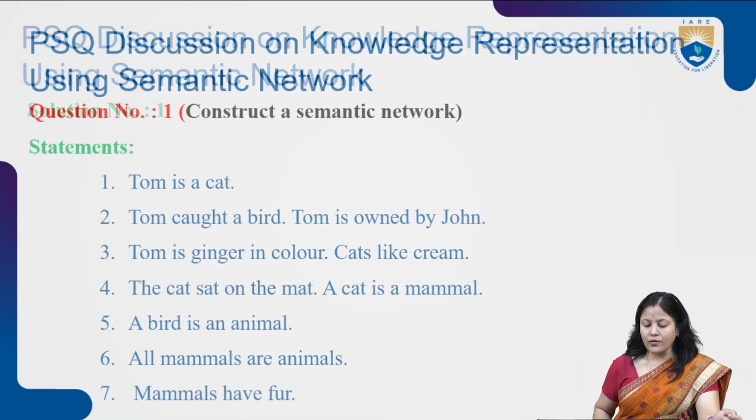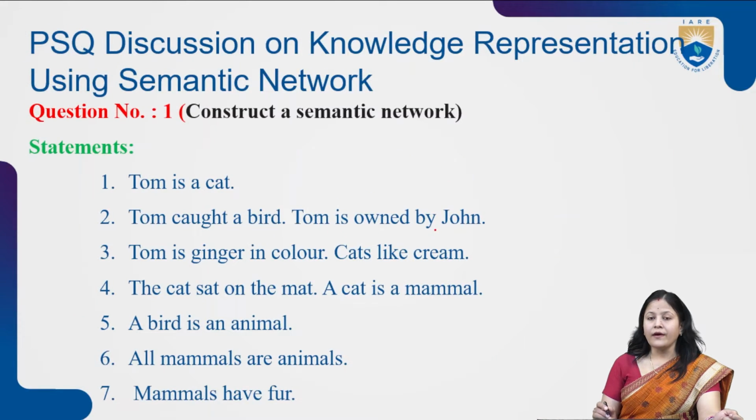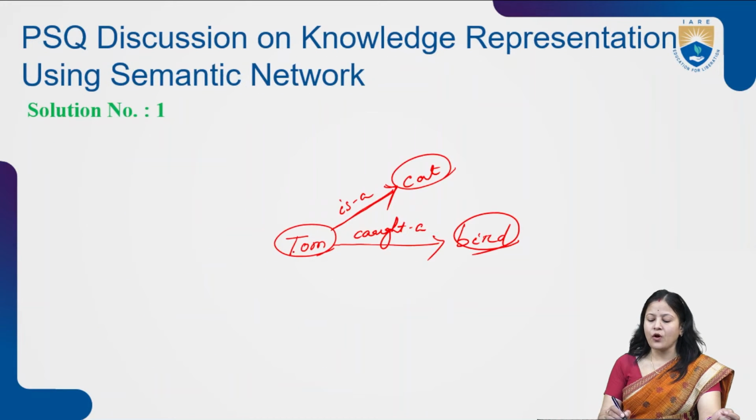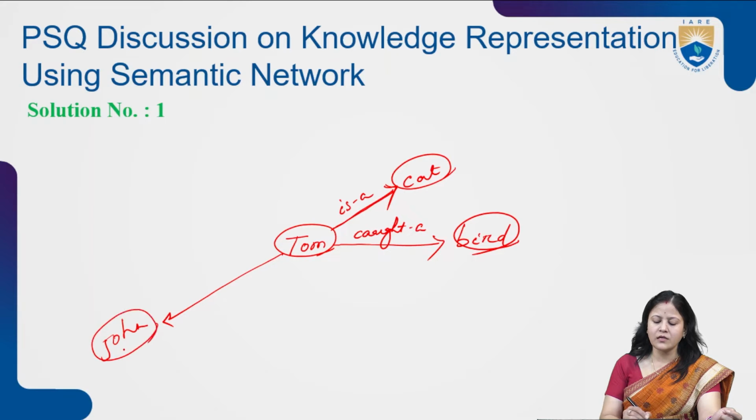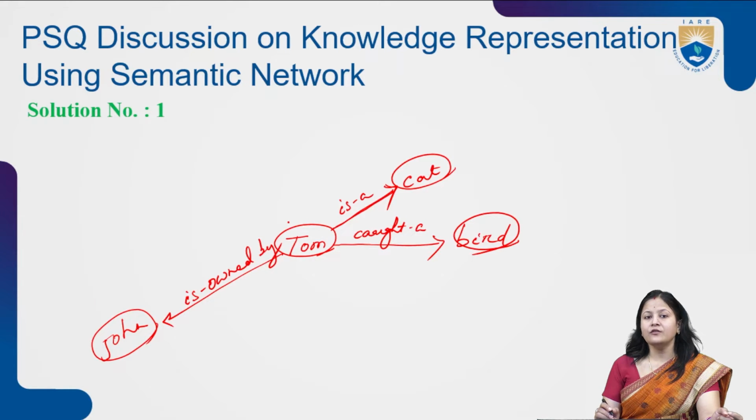Okay. Now Tom is owned by John. Is owned by. Tom already we have created, and for John you create another class. So is owned by is the relation between Tom and John, and give the arrow mark from Tom to John.